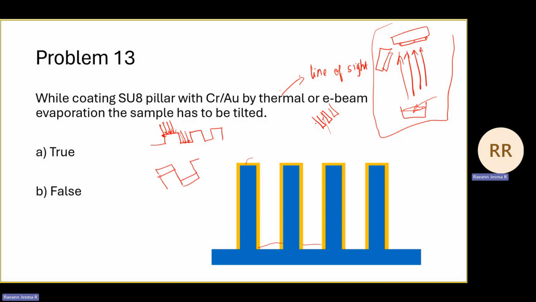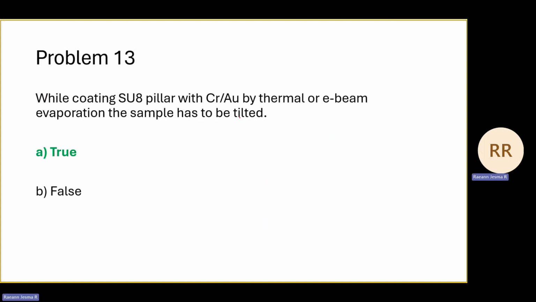Another thing that we do is we'll rotate the substrate in planetary motion, so that we'll have uniform deposition. At each point the substrate will be continuously rotating, so we'll have somewhat uniform deposition in the sidewalls as well. So the correct answer is true for problem 13. The sample has to be tilted, and in addition to the tilting, we can also have some planetary motion, which will ensure that the sidewalls of the pillars are also getting deposited with the chrome gold.